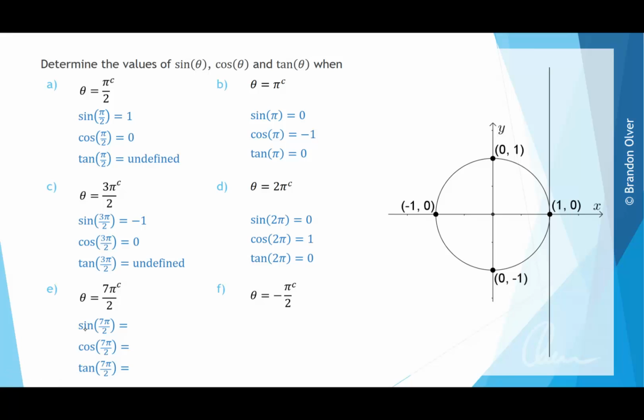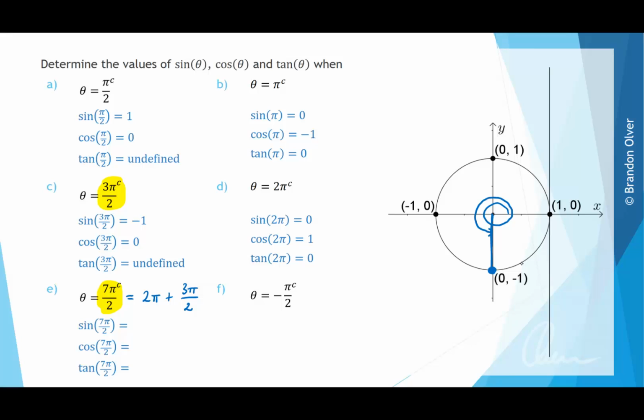For part E, we're looking at 7 pi on 2 as our angle. So 7 pi on 2 is actually 2 pi, which is 4 pi on 2, plus another 3 pi on 2. So that takes us all the way around once, and then we go around to 3 pi on 2. So we're here, and these values here for 7 pi on 2 should be equal to the 3 pi on 2 that we found in part C.